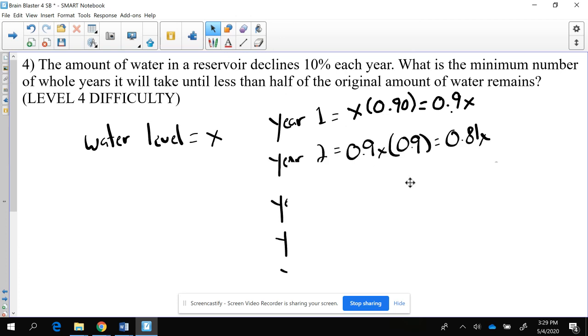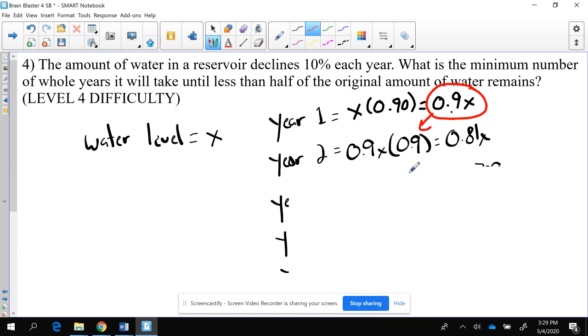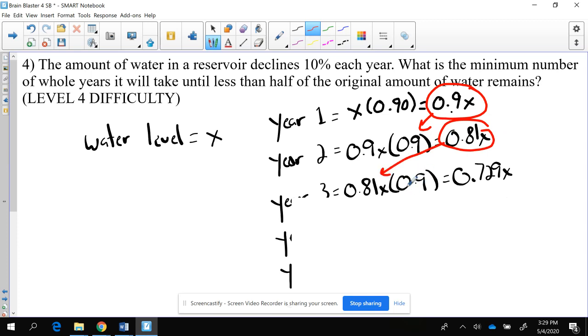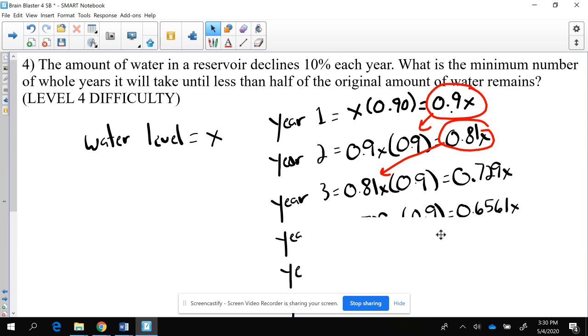So I have to do that for every single one. I take this amount right here, and I'm going to find 90% of that. 90% of that gives you 0.81X. Every single year, notice how I take this amount, and I'm going to find 90% of that because that is a decline of 10%. If you're taking away 10%, that's the exact same thing as finding 90%. And I'm going to keep doing this.